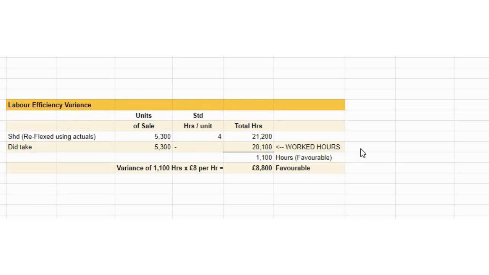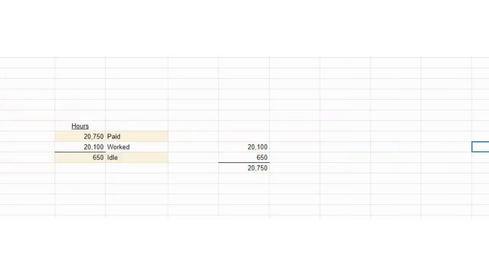Coming back to the number of hours that were actually worked, that we put in here, 20,100, the reason that it's 20,100 is because that plus the 650 of idle time hours gives the total number of hours. And a quick check on that shows the company actually paid for 20,750 hours. The workforce were working or manufacturing for 20,100 hours, and there were therefore 650 hours where something had gone wrong and the workforce were idle.